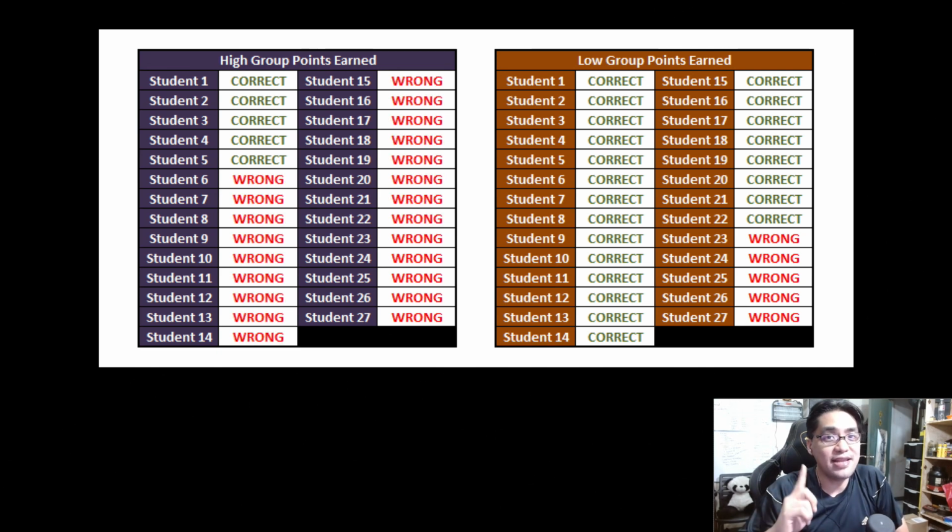And consider this next illustration on the screen right now. Let's say that on this particular test item, very few students in the high group got the answer right, and there are actually more students in the low group who got the answer right. Now think carefully about how strange this situation is.